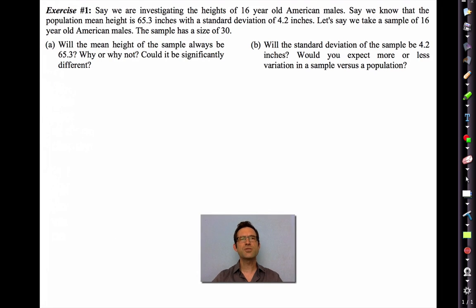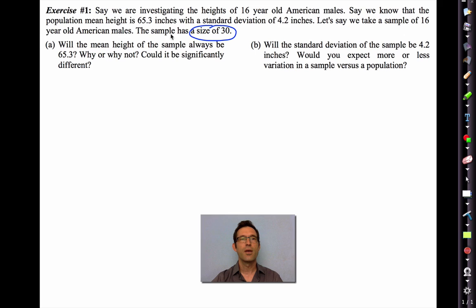All right. Exercise number 1 says, say we are investigating the heights of 16-year-old American males. Say we know that the population mean height is 65.3 inches, with a standard deviation of 4.2 inches. Let's say we take a sample of 16-year-old American males, and the sample has a size of 30. By the way, sample size is pretty important. When you're doing inferential statistics, the larger the sample you can get, the better. But at the bare minimum, you shoot for a sample size of 30.